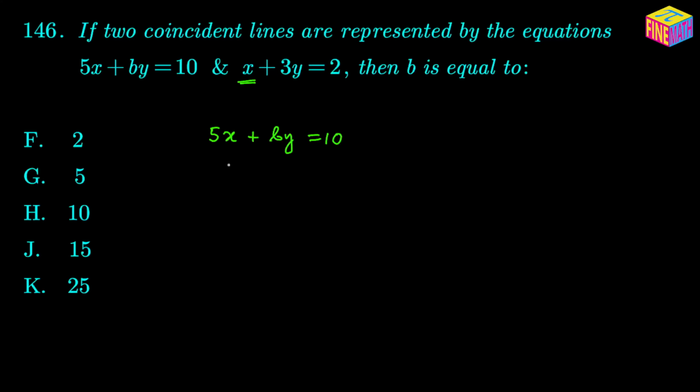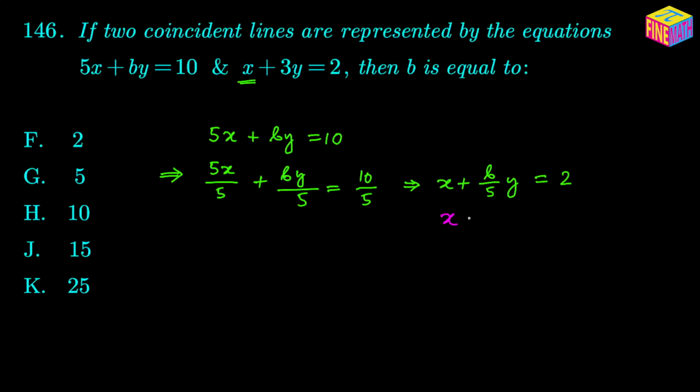So dividing both sides by 5, what do we get? Well, each term will be divided by 5. So 5 times x over 5 plus b times y over 5 is equal to 10 over 5. And from here you can clearly see that the first term would be x and the second term would be b over 5 times y is equal to 2. And what is the second equation? Well, the second equation is x plus 3 times y is equal to 2.